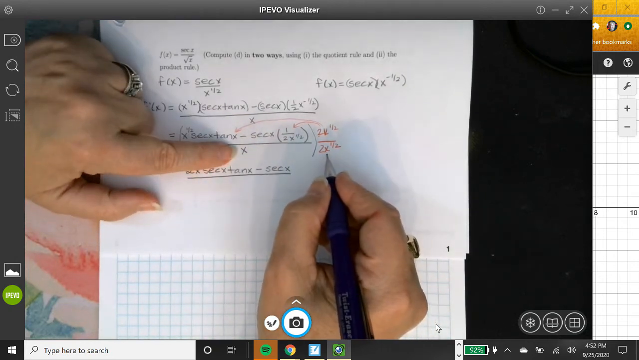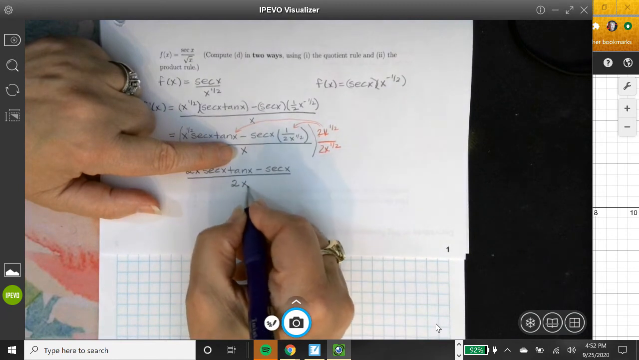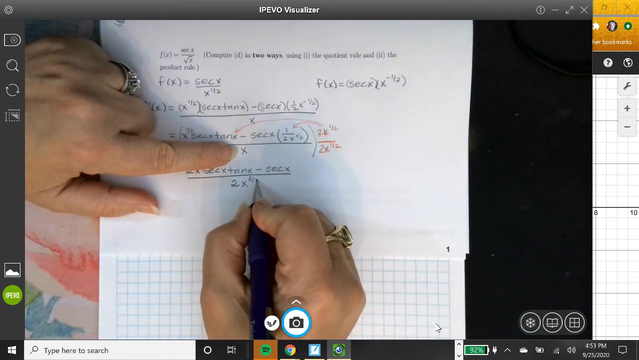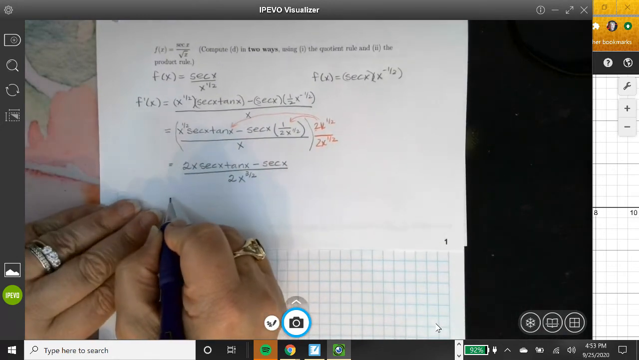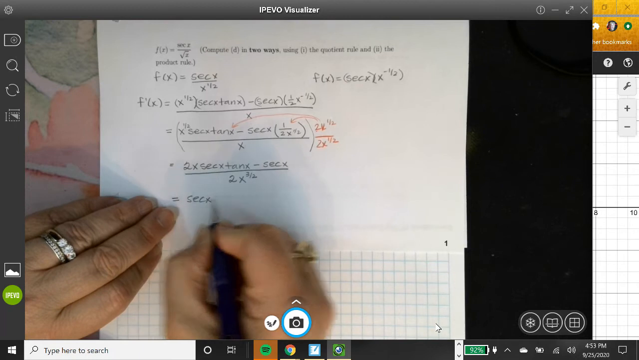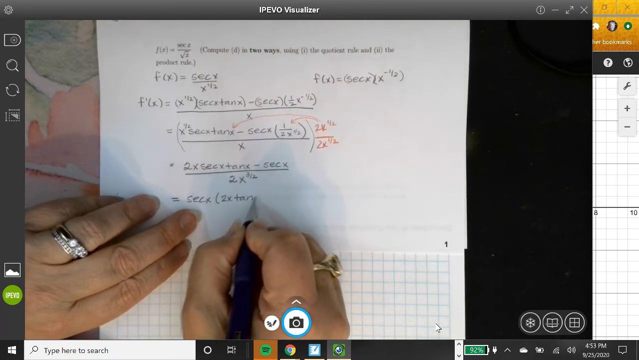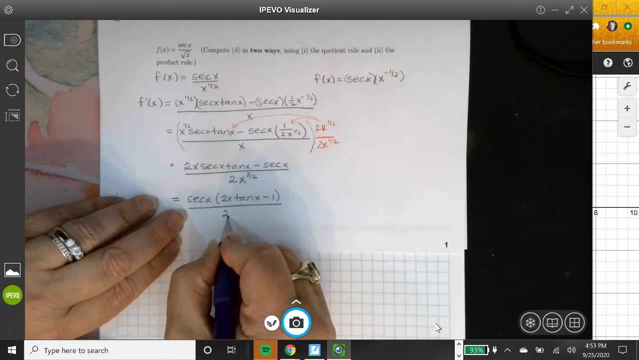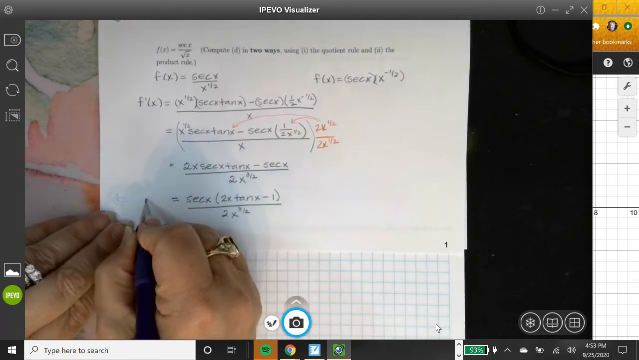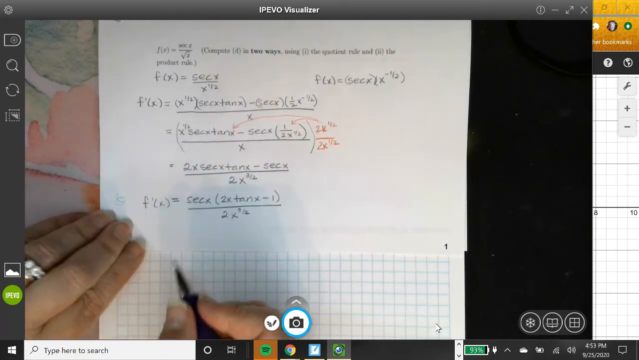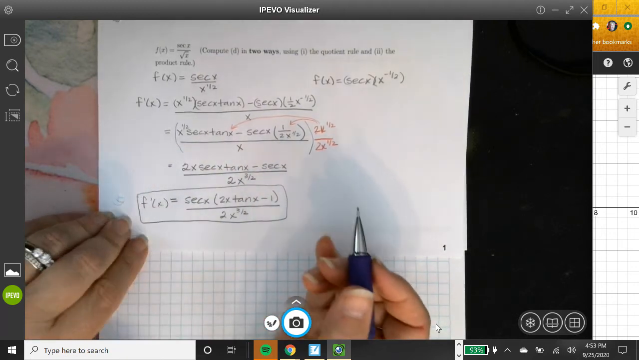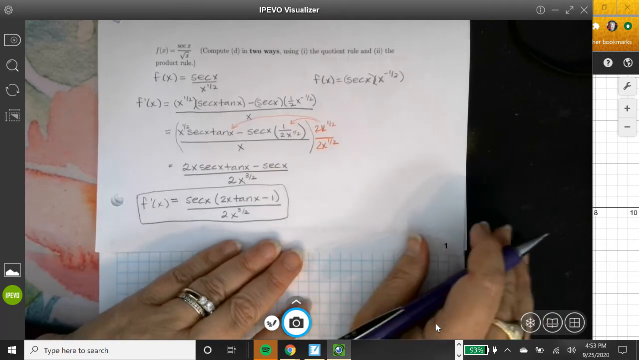But then I've added some to the denominator here. So this is going to be 2x, and this is x to the first. When I add the exponents here, it would be x to the 1/2 plus 1, which would be x to the 3/2. And we could simplify this maybe one more step by saying secant x out here times 2x tan x minus 1, all over, if I just factor the secant x out, 2x to the 3/2. And that would be the derivative using the quotient rule. It is messy, but it's pretty effective.